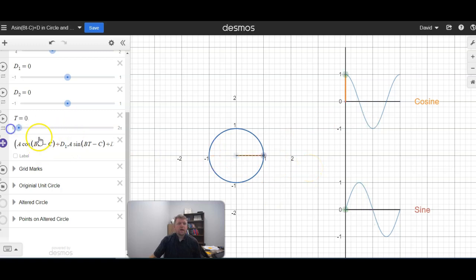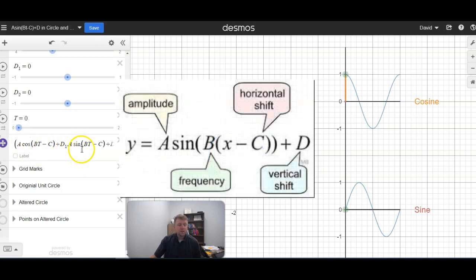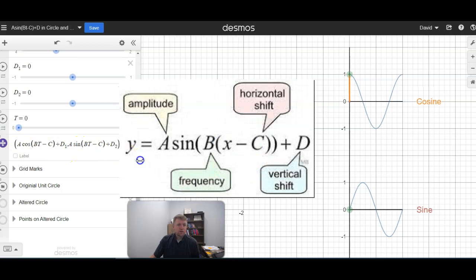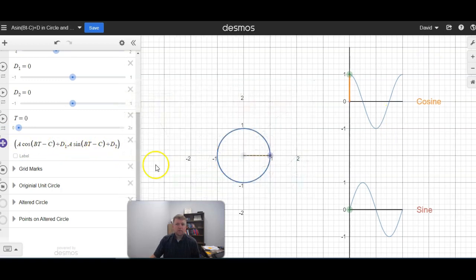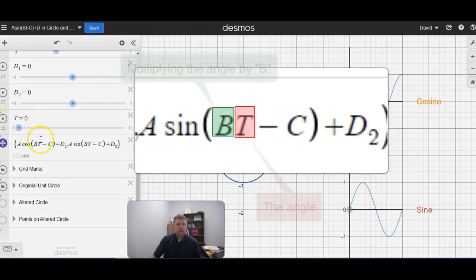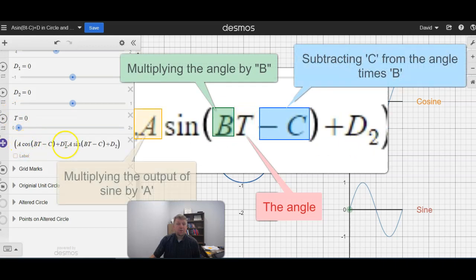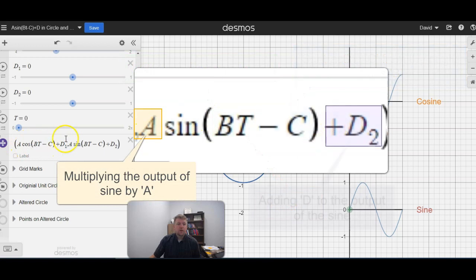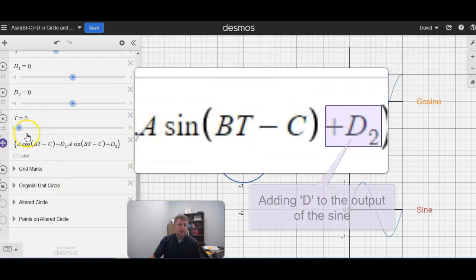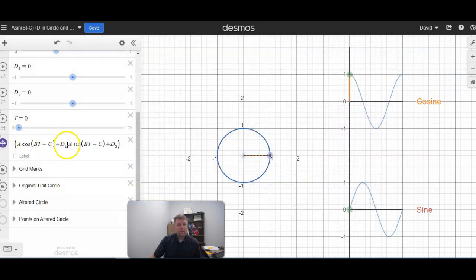Now, a sinusoid is an alteration of sine and cosine waves. And that's what we're seeing here, right? All the different ways that we can alter them. We can multiply the angle by a number, add or subtract to the angle. We can multiply the output of sine and cosine by a number, and then we can add or subtract to that. So when we do all that, we get these alterations of the sine wave, and they're all based on what it does to the graph in the unit circle.